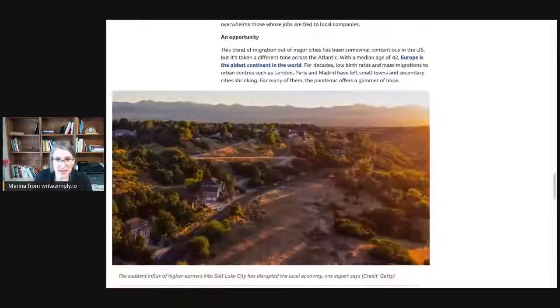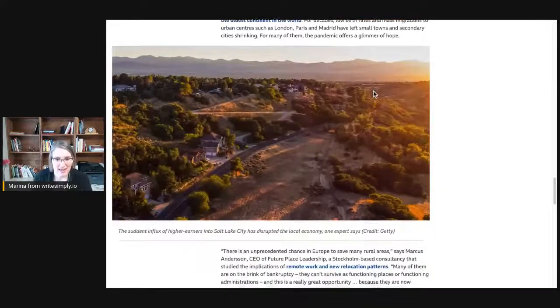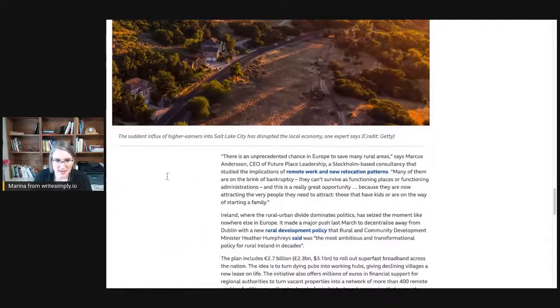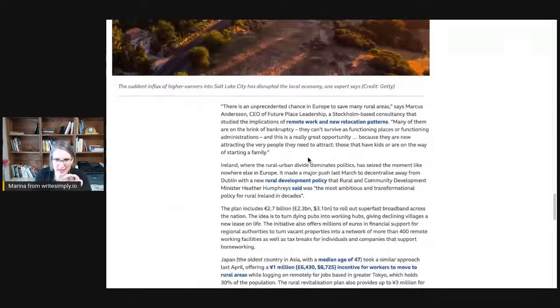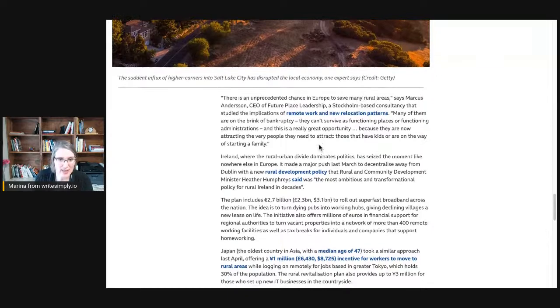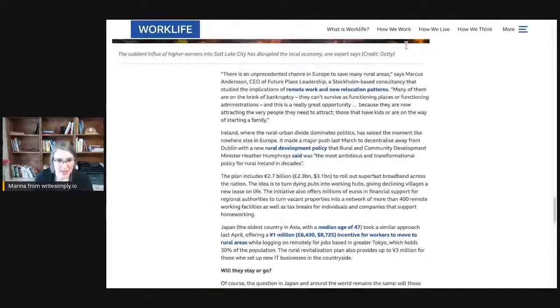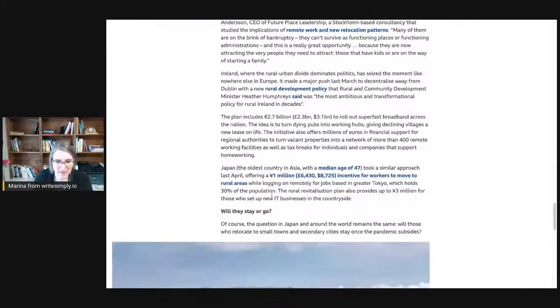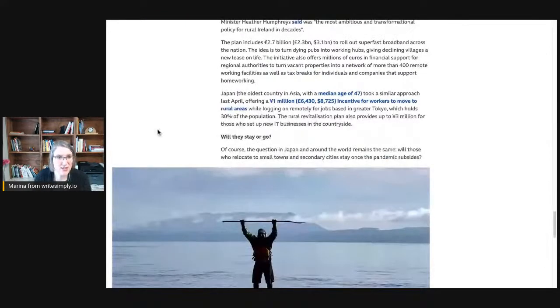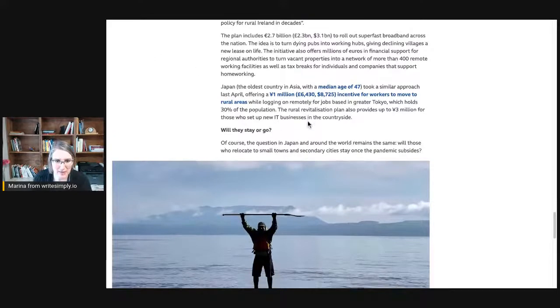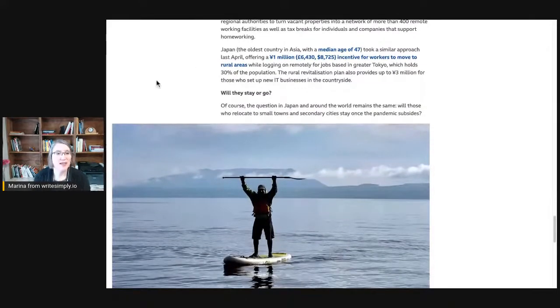An opportunity. Let's see here. Whenever you see blue, your eyes kind of go to it and you can see, oh, okay, that's going to be something that backs up a point. It talks about different areas, Europe, Ireland, Japan. And if you're just skimming that first line of each paragraph, you'll get some ideas. Will they go or stay?